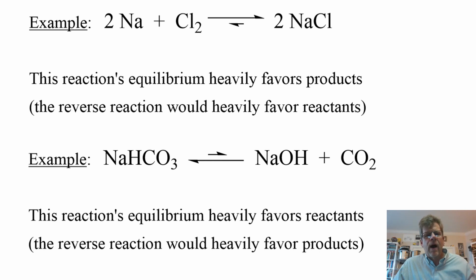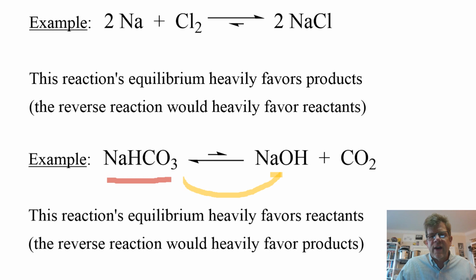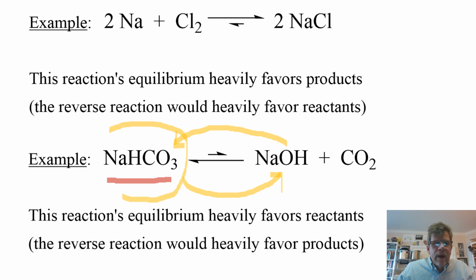Here's an example of a reaction whose equilibrium heavily favors reactants, NaHCO3. This is baking soda. It is always in some sort of dynamic equilibrium with this product profile here, sodium hydroxide and carbon dioxide. Very, very, very little amount of that forms, and when it does form, it's immediately converted back to our baking soda, if you will, product. But in this case, this reaction's equilibrium heavily favors the reactant profile.